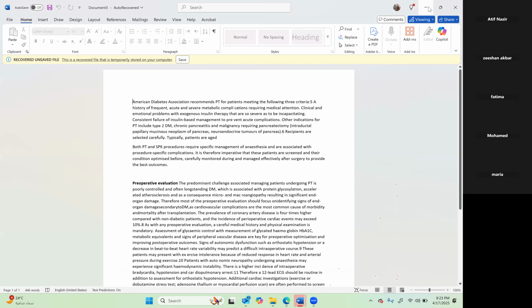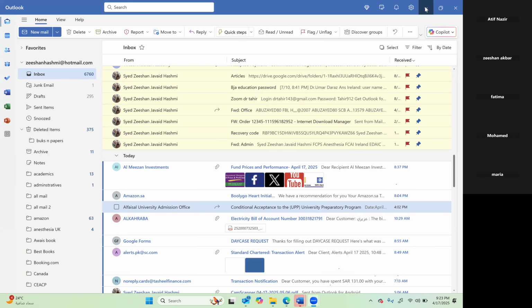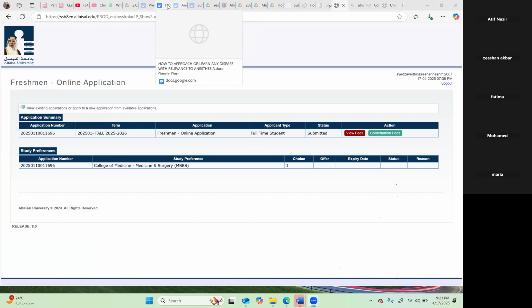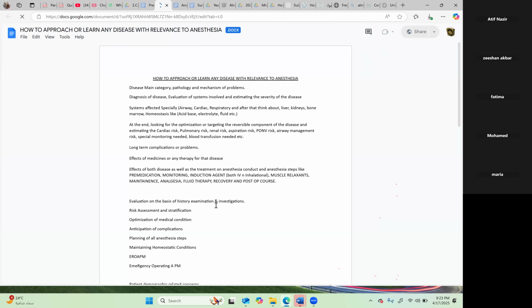Okay. So I will show you, which is there in the Google Drive. If you have not seen it, I will suggest you to have a look. This is what I was telling you: pre-medication, monitoring, induction, muscle relaxant, maintenance, analgesia, fluid therapy, recovery, and post-op course. Instead of reading any topic separately, you fit your topic in this.